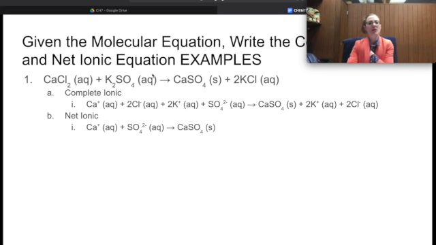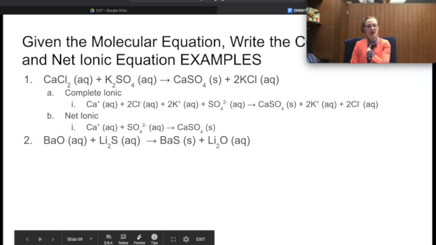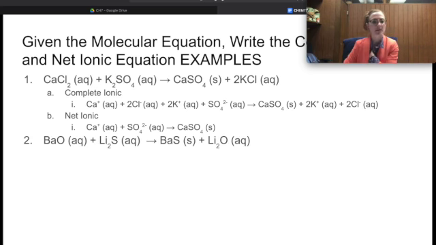So again, we have the molecular equation. We break it apart using coefficients to show the total number of each ion we have. And then we have our net ionic equation where we're getting rid of any spectator ions. So let's do one more as an example here. So we have barium oxide and lithium sulfide. Again, those are going to make us barium sulfide and lithium oxide.